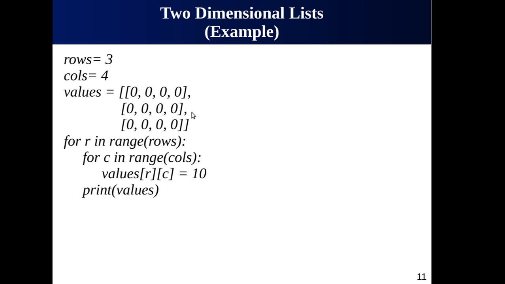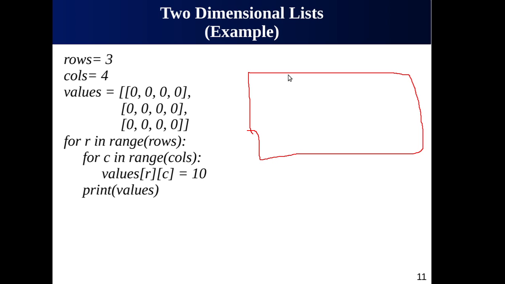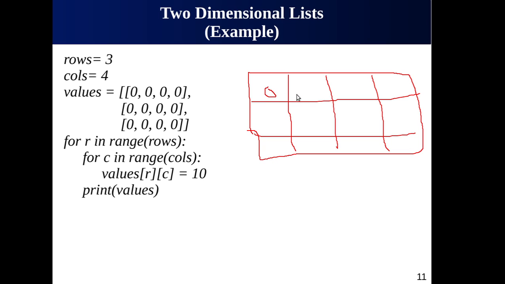This will demonstrate the use of nested for loops to deal with a two-dimensional list. Here we have created a two-dimensional list which has 3 rows and 4 columns. To represent it in a matrix form, in a table form, it is going to be like this. We have 4 columns and 3 rows, and the value of each element is 0.